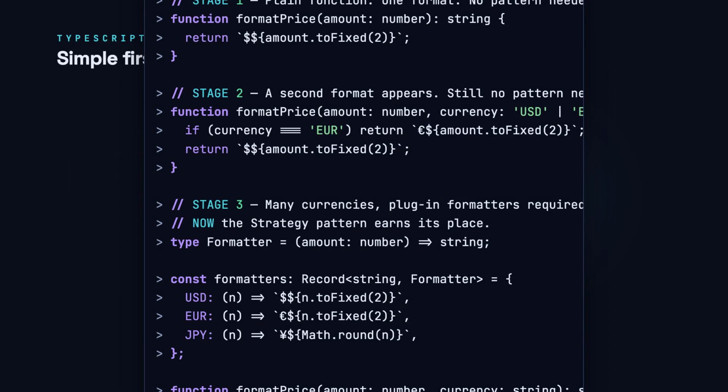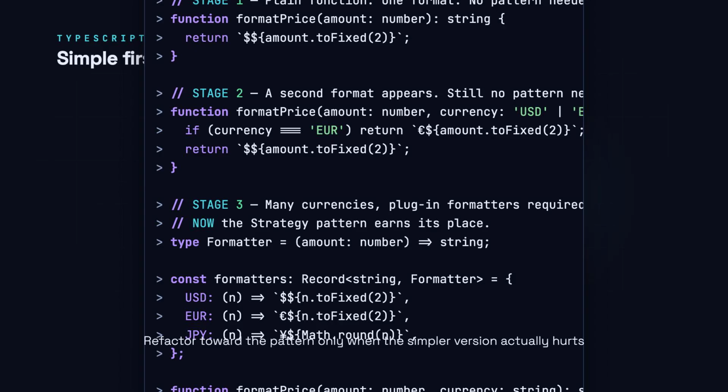Let us walk through 3 stages of the same feature. Stage 1, one currency, one plain function, done. Stage 2, a second currency is requested, so we add a parameter and an if statement. Still no pattern, and that is correct. 2 cases do not justify a strategy hierarchy.